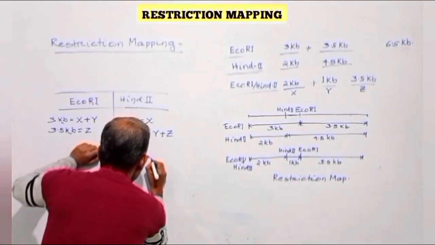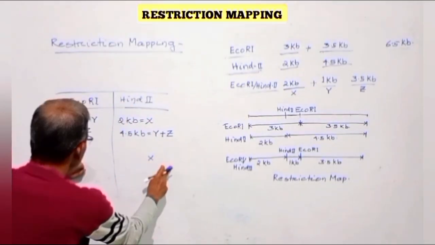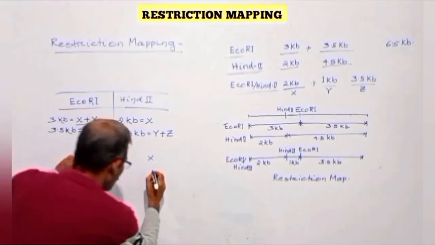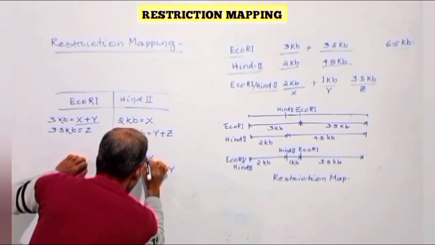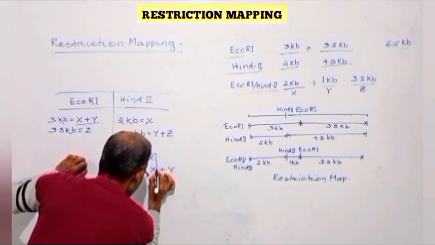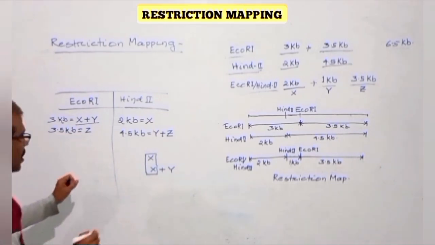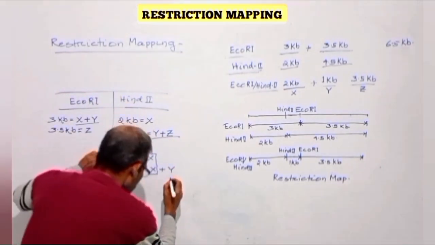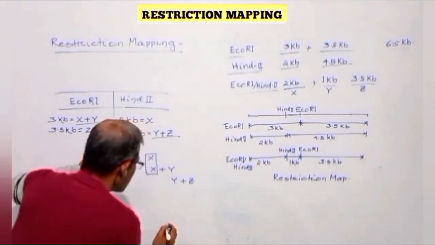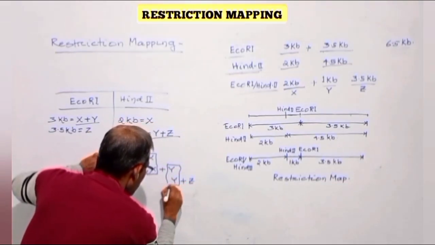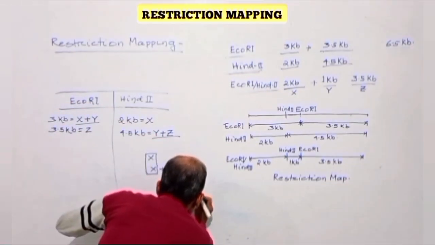Start with X. Then the overlapping sequence will be X plus Y. Below, write down X plus Y. Here there is overlapping. Following this, the next overlapping sequence will be Y plus Z. So here there is overlapping. And the next sequence will be Z.